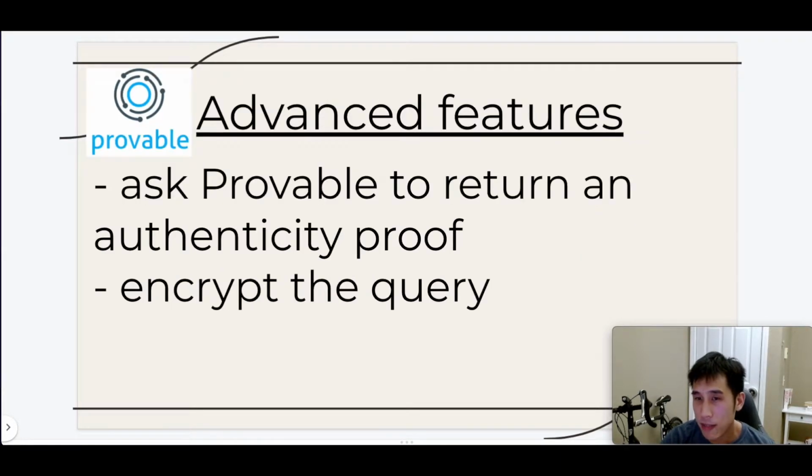Provable offers some advanced features, such as returning an authenticity proof, which proves to the caller of the smart contract that Provable has not tampered with the result from the data source. There's also an option to encrypt the query, so no one can see which data source you're using. However, since these are more advanced features, I will not be covering them in this video.